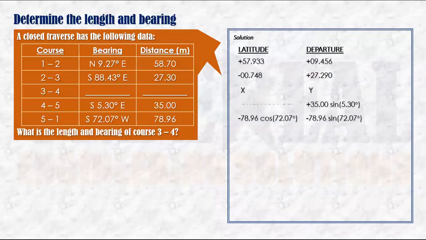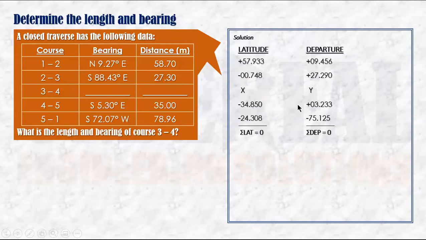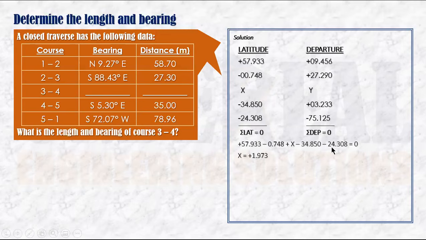Okay? So, for these unknowns, I'm going to let their respective latitudes and departures equal x and y respectively. No? So, that's it. Now, applying the principle that summation of latitude equal to 0 and also summation of departure equal to 0 for that to be a closed universe, then let's add positive 57.933 minus 0.748 plus x minus 34.85 minus 24.308 equal to 0. We can get x equal to 1.973.